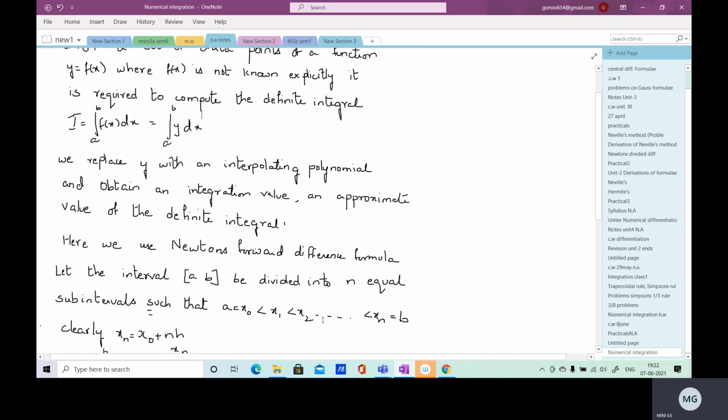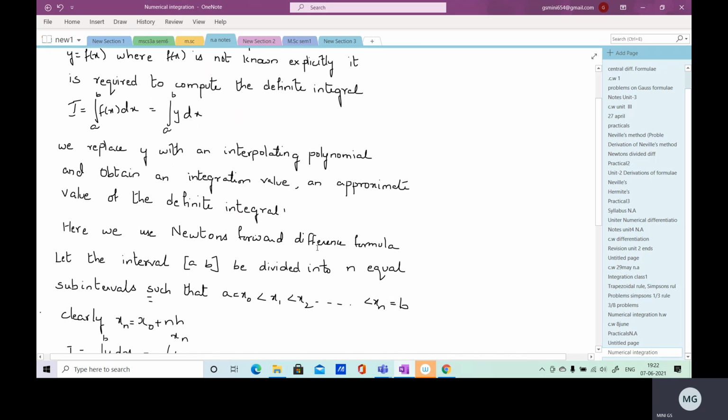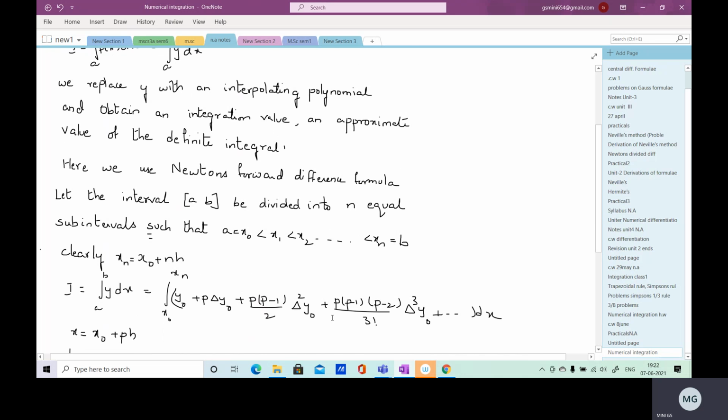In this case, we are using Newton's forward difference formula. Let the interval be a b, we are having this interval a b, isn't it? We are going to divide that into n equal subintervals such that a is equal to x naught and b is equal to xn. We are looking at equal subintervals. So clearly xn is equal to x naught plus nh.